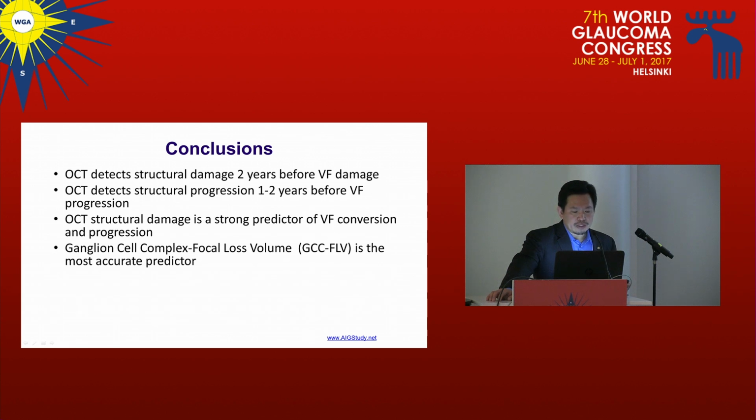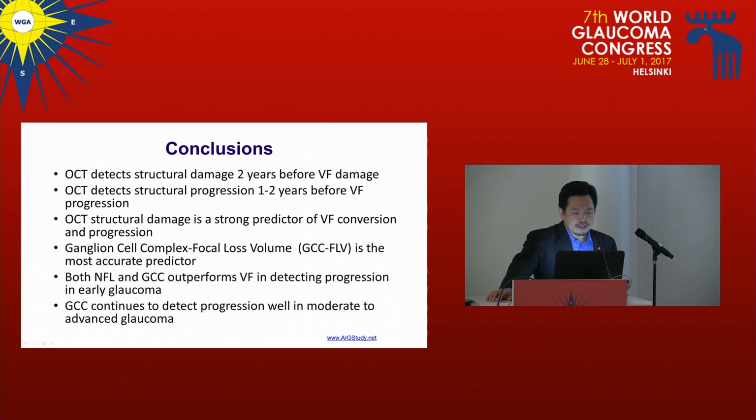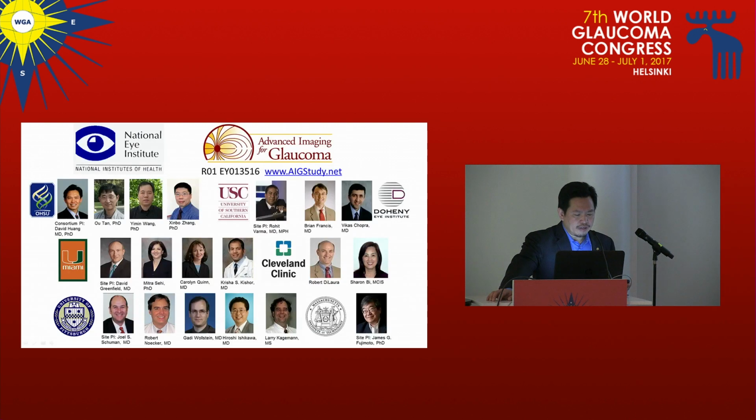And OCT structural damage in general is a strong predictor of visual field conversion and progression. And GCC FLV is the best predictor in this study. In terms of progression detection, both nerve fiber layer and GCC outperform visual field in early glaucoma, and GCC continues to detect progression well into advanced disease.